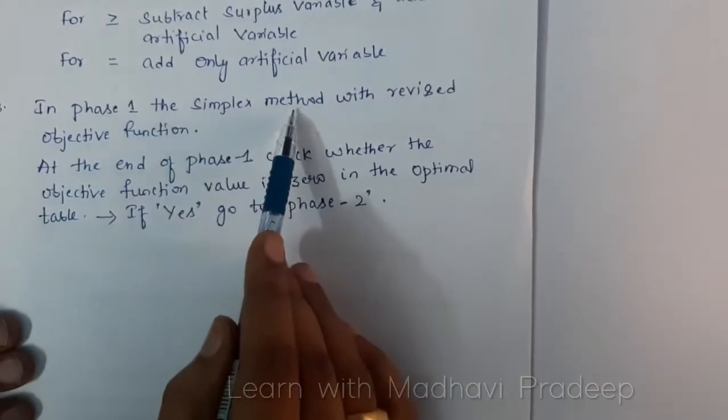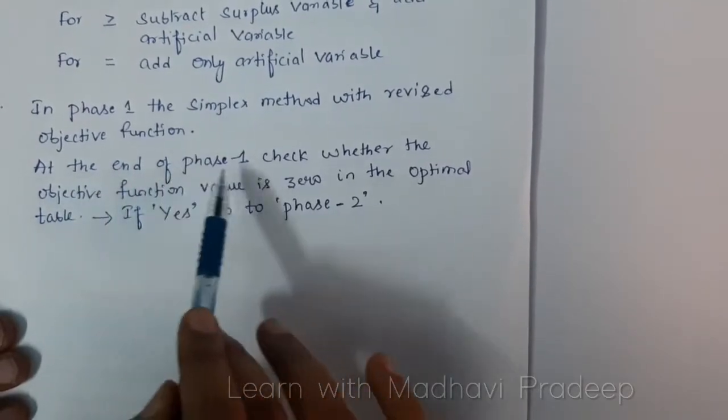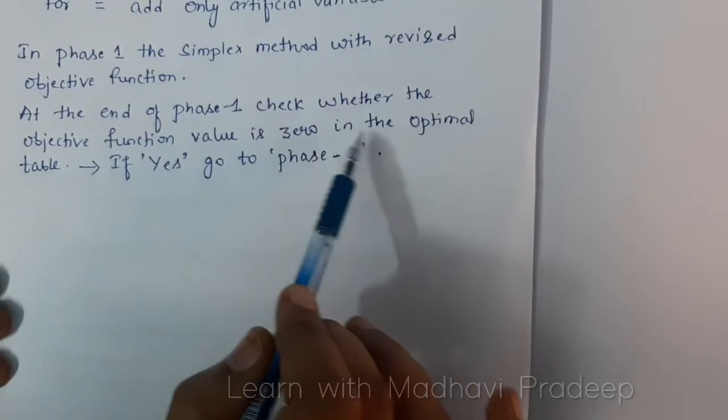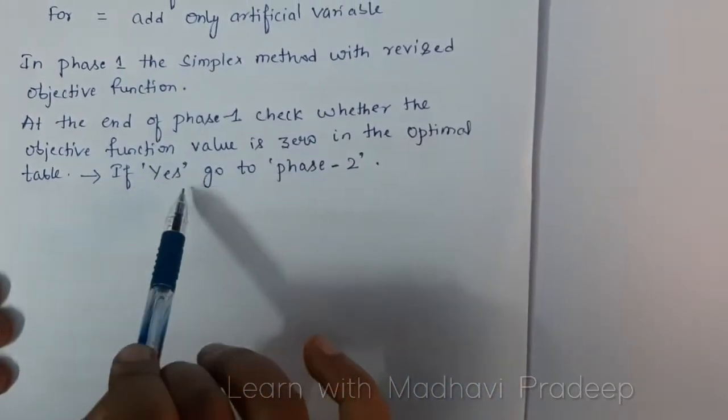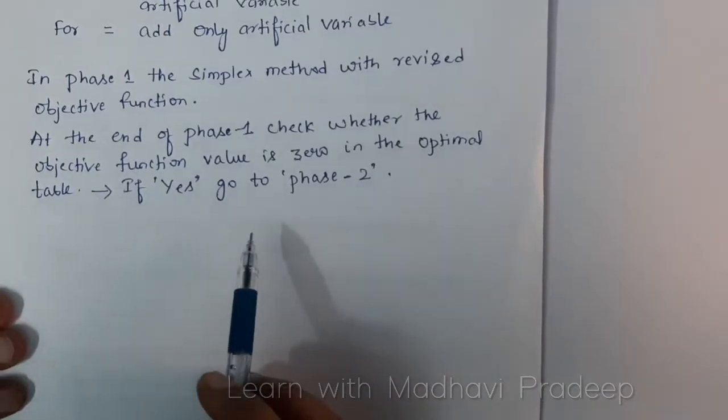proceed with the simplex method with the revised objective function. At the end of phase 1, check whether the objective function value is 0 in the optimal table. If yes, go to phase 2. Now let's see how to solve this problem.